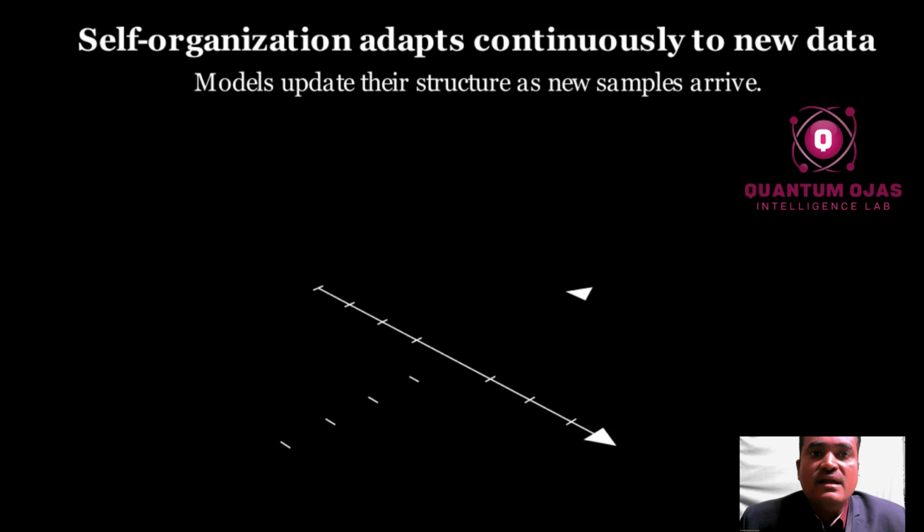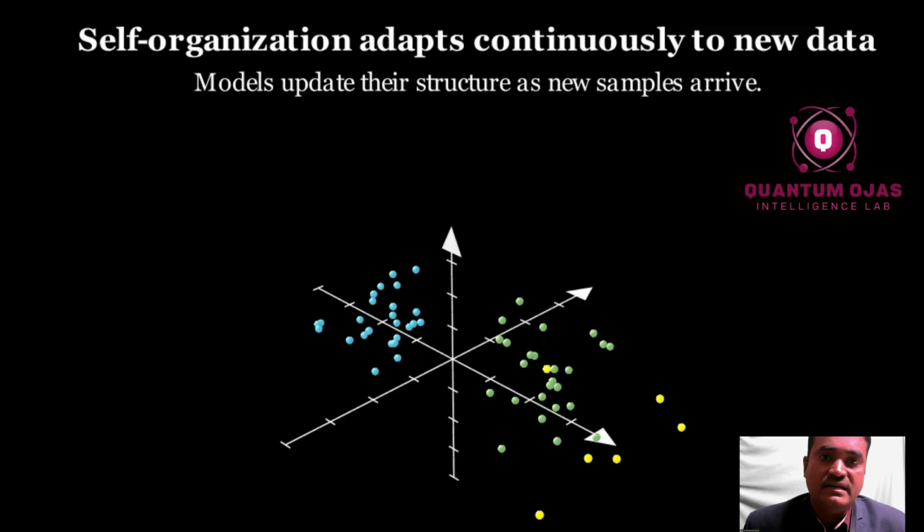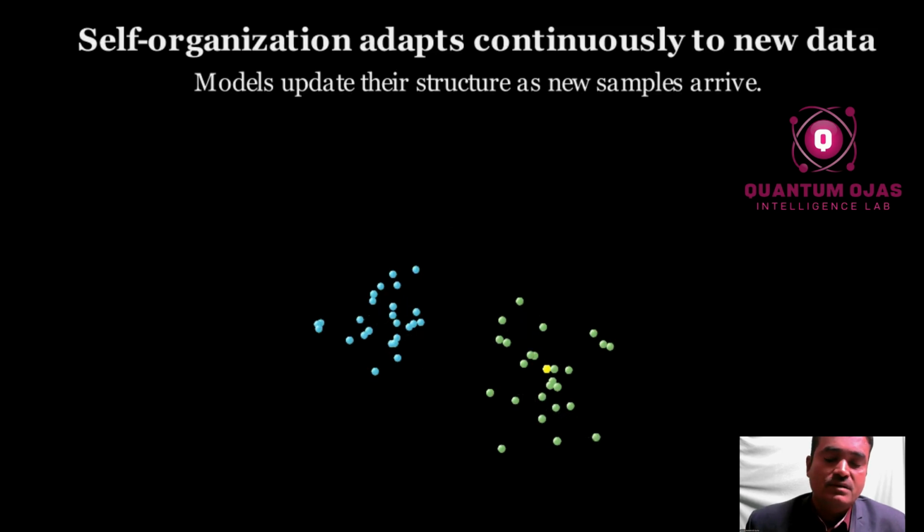Self-organization adapts continuously to new data. Models update their structure as new samples arrive. Suppose we have unstructured data, which is unsupervised data, when new data points come into the picture, with the help of clustering concepts or classification, we are able to explain which group this new data point belongs to. So all these are the most important aspects of unsupervised machine learning.